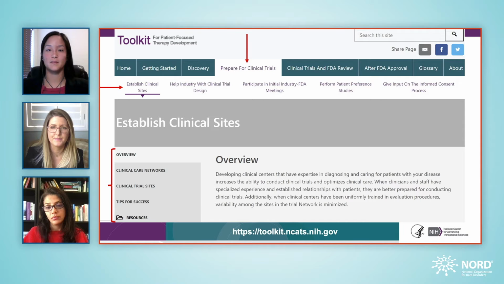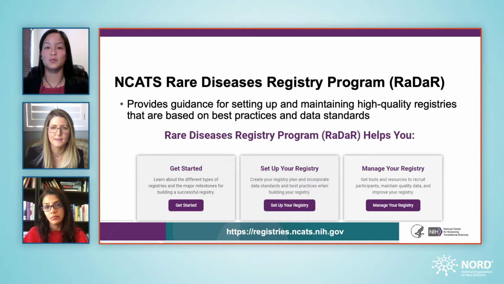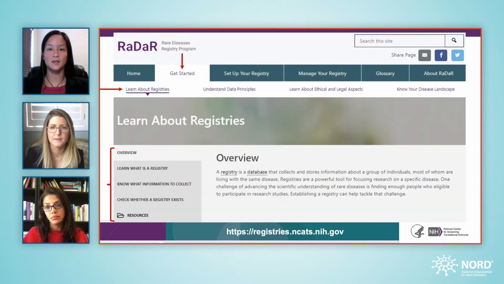Each of these sections is broken out into additional details, which are easy to navigate using the pane on the left. The next resource is the NCATS Rare Diseases Registry Program, or RADAR. It is a resource that provides guidance for setting up and maintaining high-quality registries that are based on best practices and data standards. The website is set up similar to the toolkit with these three tiles seen here. As the user navigates through, it is similar with subtopics within the bigger buckets and additional pages of detailed information found within those. Here is a screenshot of learning about registries, which is found under the Get Started tab.